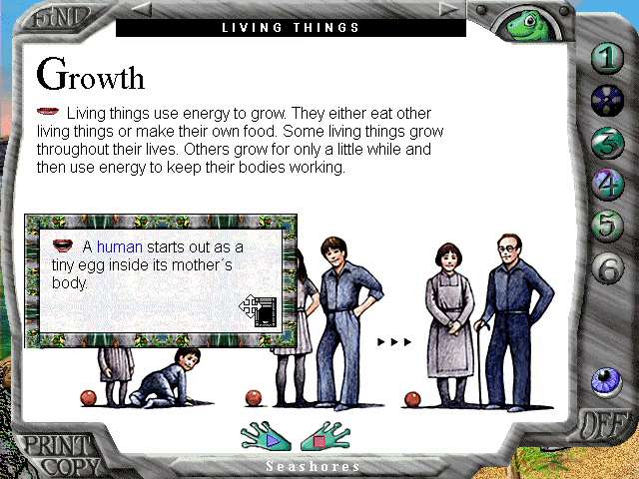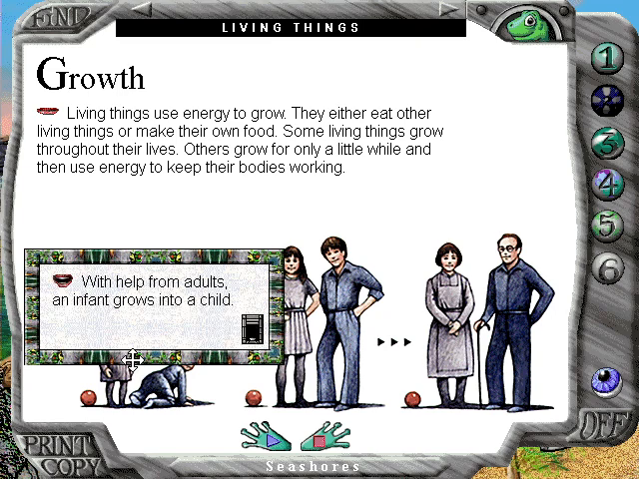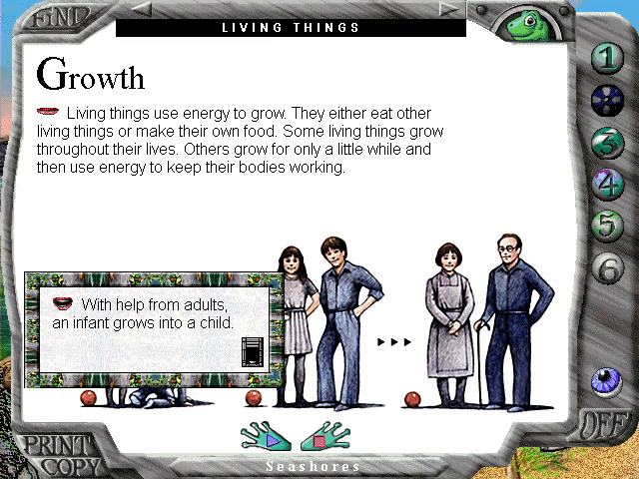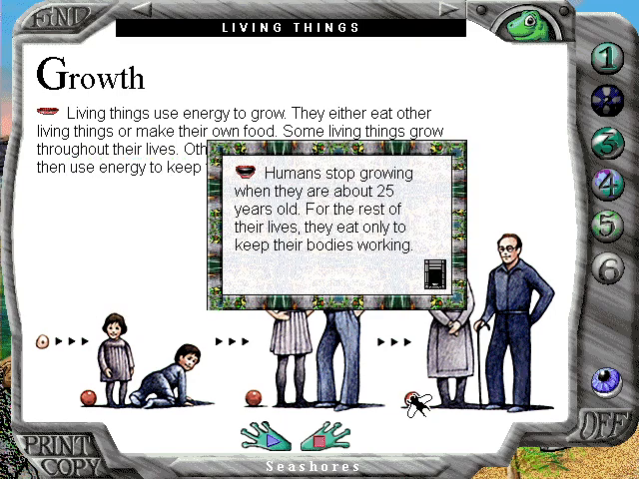A human starts out as a tiny egg inside its mother's body. With help from adults, an infant grows into a child. A child grows into a young person by taking in plenty of energy from the food it eats. Humans stop growing when they are about 25 years old. For the rest of their lives, they eat only to keep their bodies working.